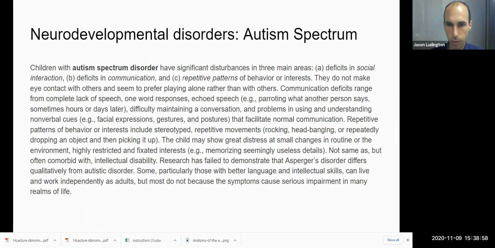So those with better language skills can live and work independently as adults, but those without language skills tend to have more severe symptoms all over, and they tend to be unable to lead independent lives. So they end up living with their parents or with caregivers in an institution and so forth.